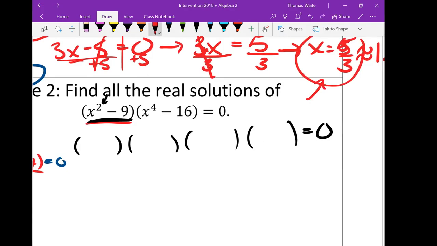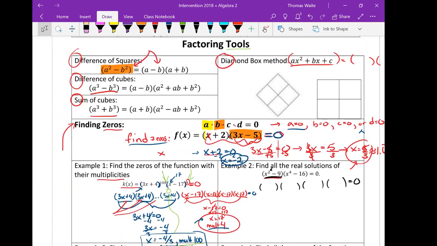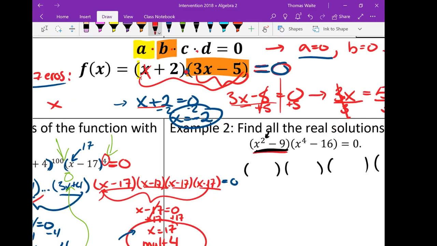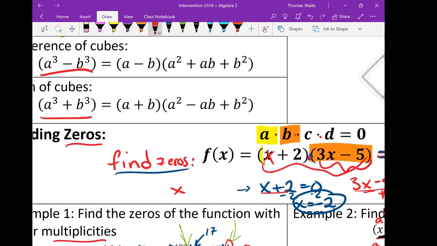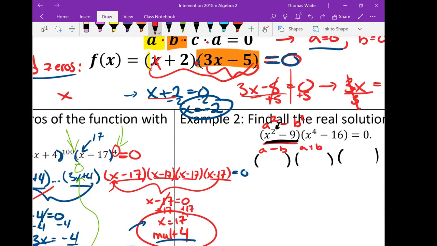So when I'm looking to factor something, we want to split this up. We have factoring tools that we've discovered throughout this unit: difference of squares, difference of cubes, sum of cubes, diamond box method. Looking at this one, I see that this looks like a difference of squares. I see x squared and another perfect square, 9. So I know that's going to split up into a minus b, a plus b. In this first term, a is going to be x here. b is going to be 3. And then that helps me split that up.